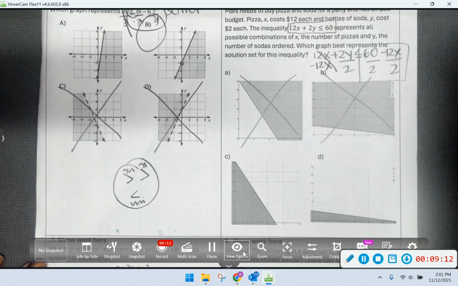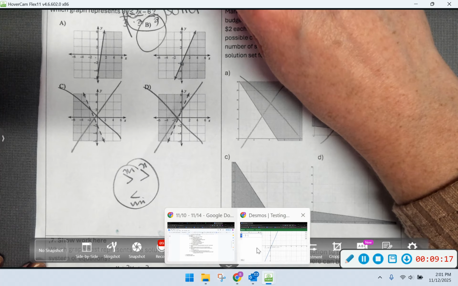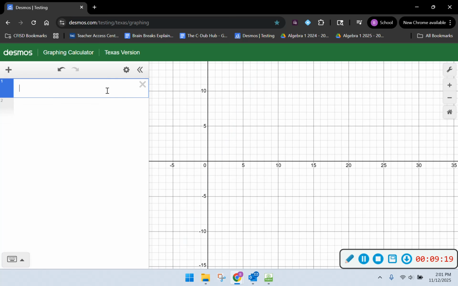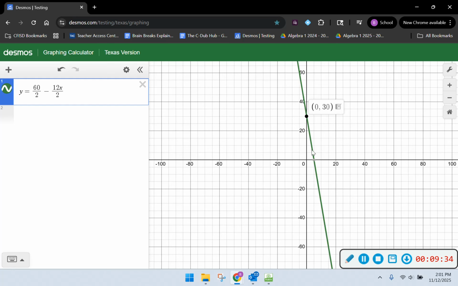Now I'm going to go type this into Desmos to see what my x-intercept and my y-intercept are. So I'm typing in y equals 60 divided by 2, minus 12x divided by 2. All right, I'm going to zoom out so I can see my x-intercept and y-intercept. 30 is my x-intercept. 5 is my y-intercept.